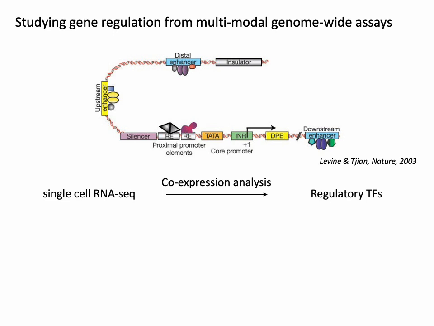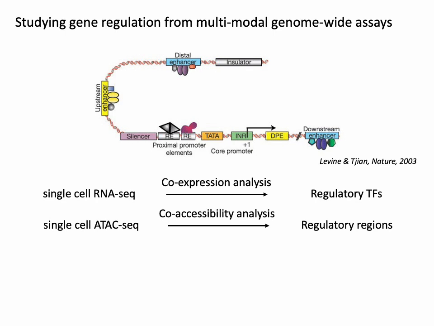For example, from single-cell RNA-seq, we can link transcription factors to genes based on the co-expression patterns of them across thousands of cells. Similarly, from single-cell ATAC-seq, we can run co-accessibility analysis, and regions that are co-accessible with promoters are probably regulatory regions such as enhancers.